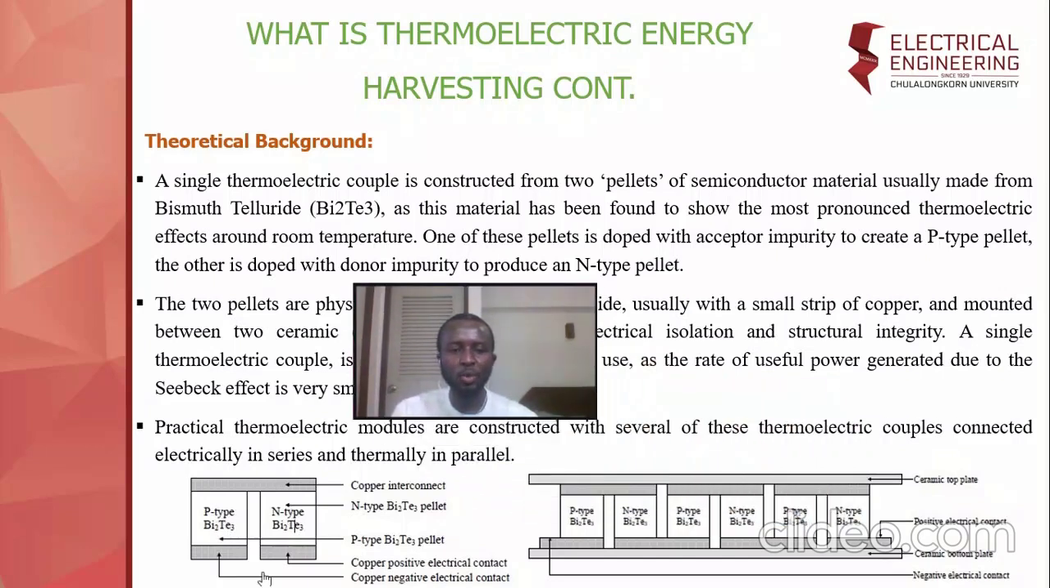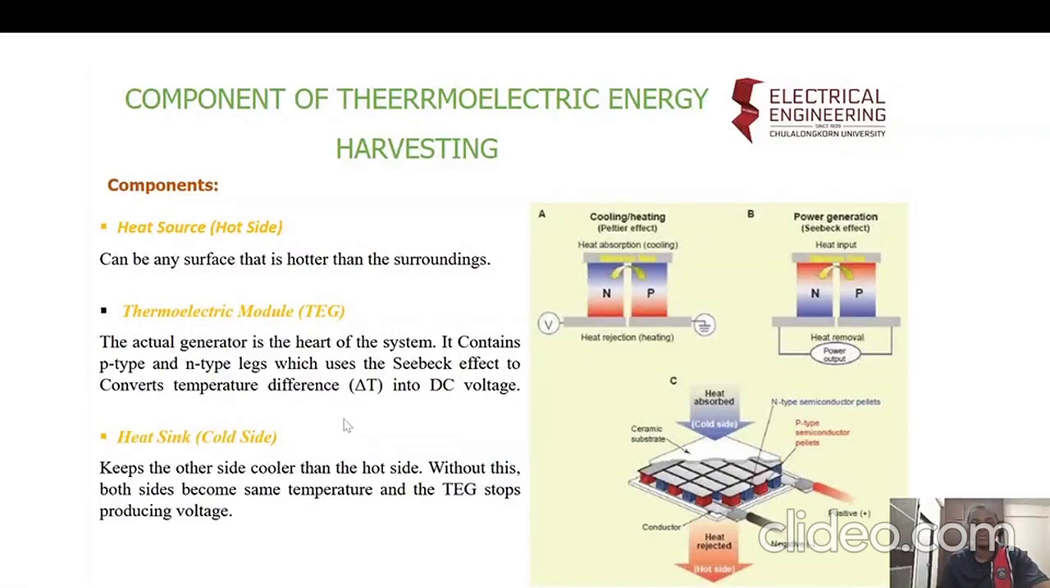But in reality, these two pieces of semiconductor cannot generate electricity. That is why there is a need for us to have series and parallel connections of these devices together in order to have tangible electricity to power our devices. So as we can see how the connection is, this one is connected to this side, P to N, N to P, P to N, N to P. And finally, this is the positive terminal and this is the negative terminal of this system. So these are the components of thermoelectric energy harvesting.